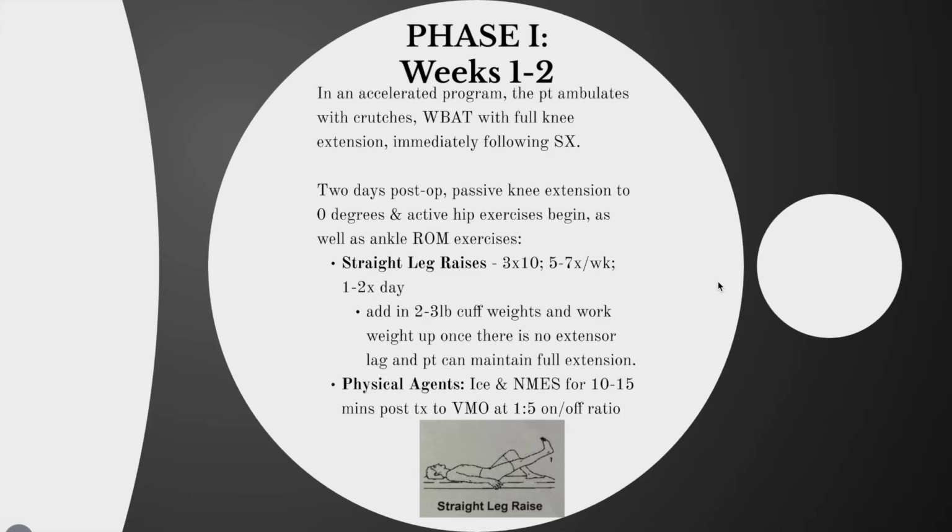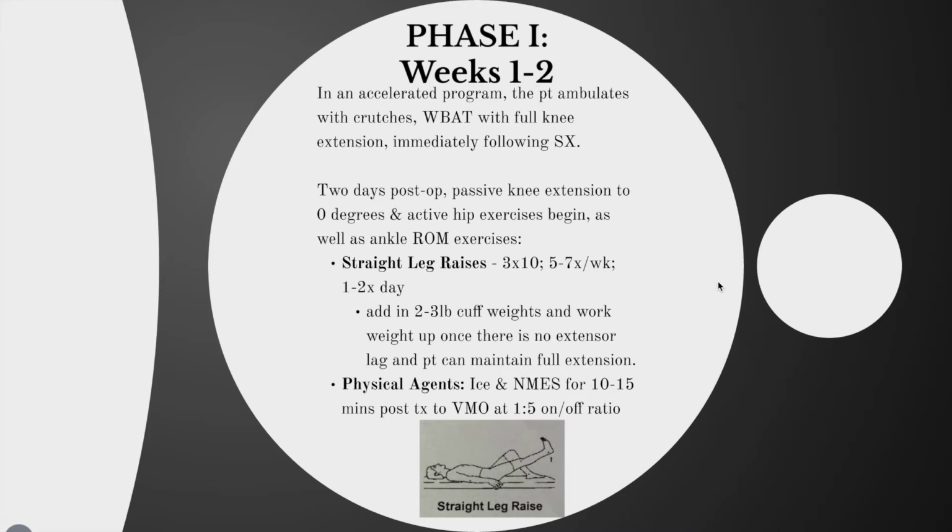So during this program, the patient will ambulate with crutches and have weight bearing as tolerated with full knee extension immediately following their surgery. So I pick straight leg raises. 2 days post-op, their passive knee extension will be at 0, and active hip exercises would begin, including straight leg raises and any ankle range of motion. So 3 sets of 10, 5 to 7 times a week.